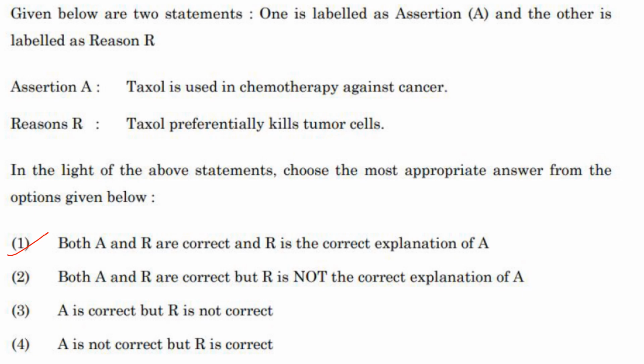Next one. Taxol is used in chemotherapy against cancer. Yes. Taxol preferentially kills tumor cells. Yes. That is why it is used in chemotherapy against cancer. So both A and R are correct and R is the correct explanation of A.